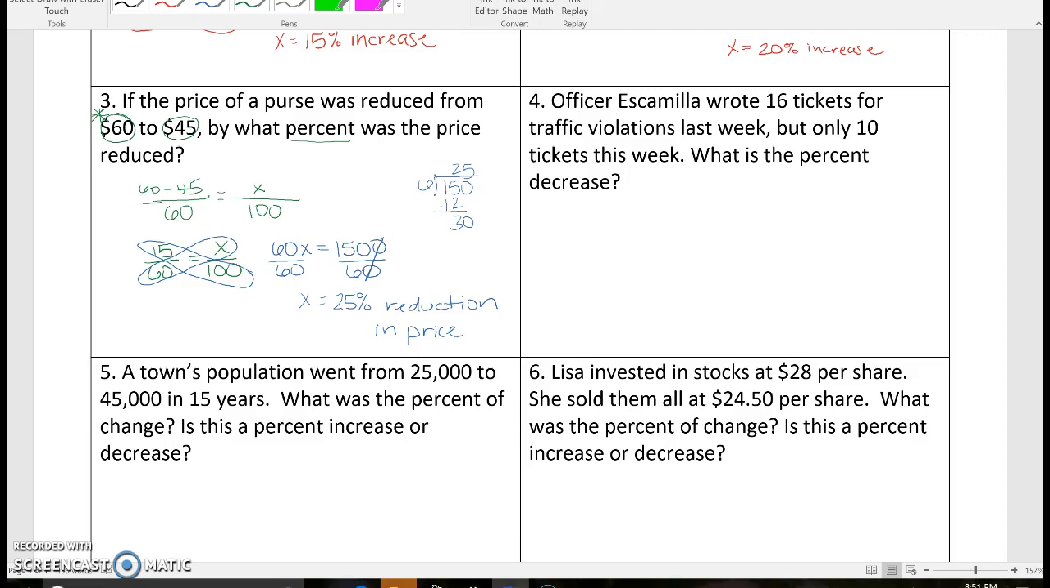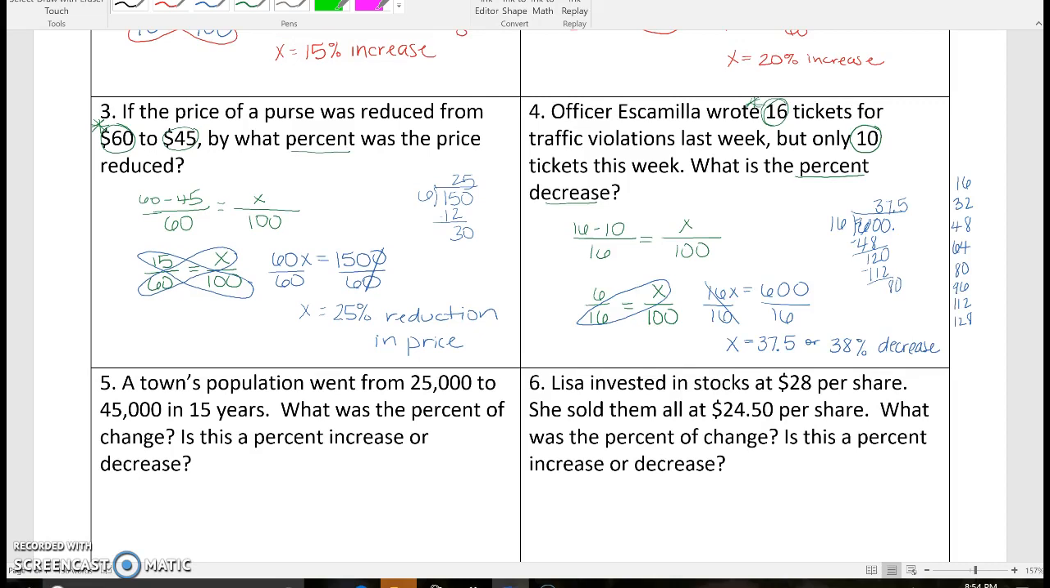Okay, so again, he wrote 16 tickets for violations last week. So that's going to be my original amount. That was the first situation. And only 10 this week. So we use our proportion, change over original. So change, 16 minus 10, over my original, 16, that's the one I put a star by, equals X over 100. We're looking for the percent decrease. And we know it's a decrease because it's getting smaller. My original amount was bigger than the second. So again, we're going to go ahead and press pause and solve it on your own.